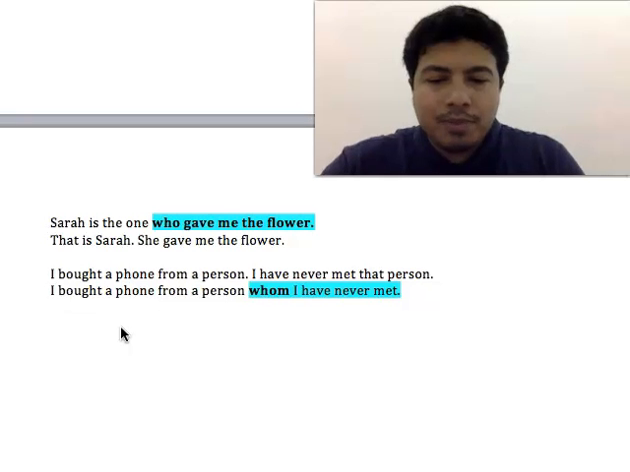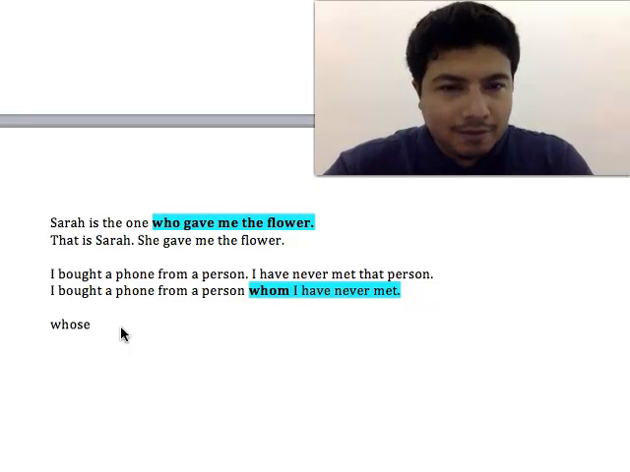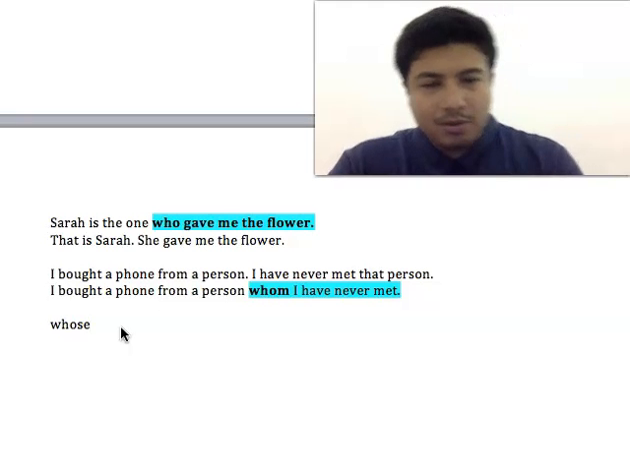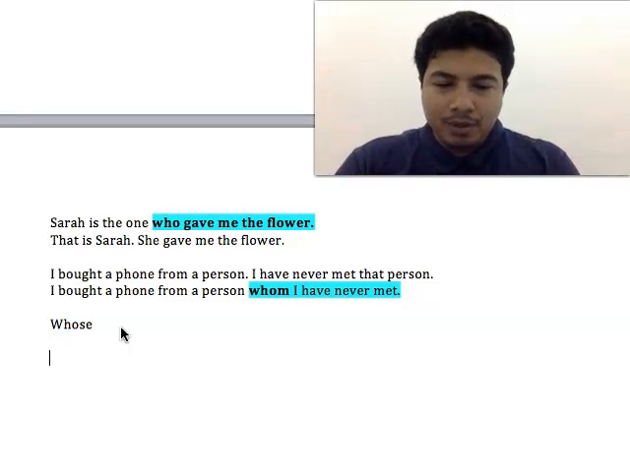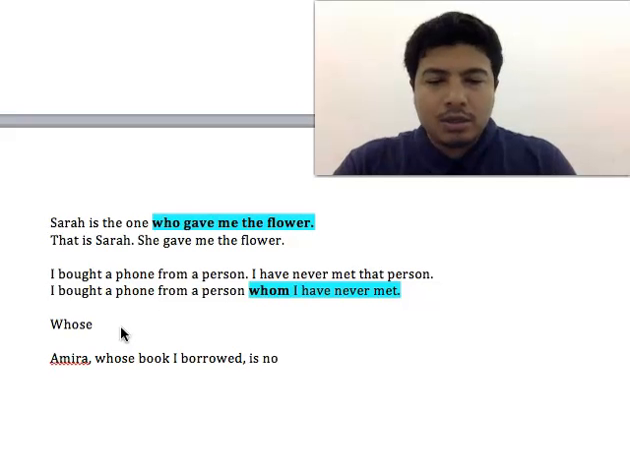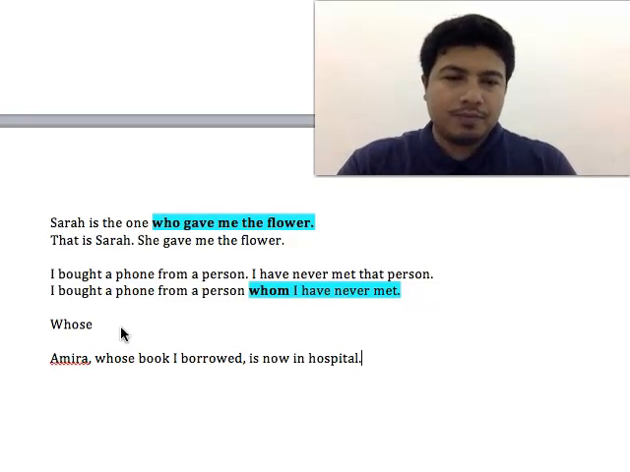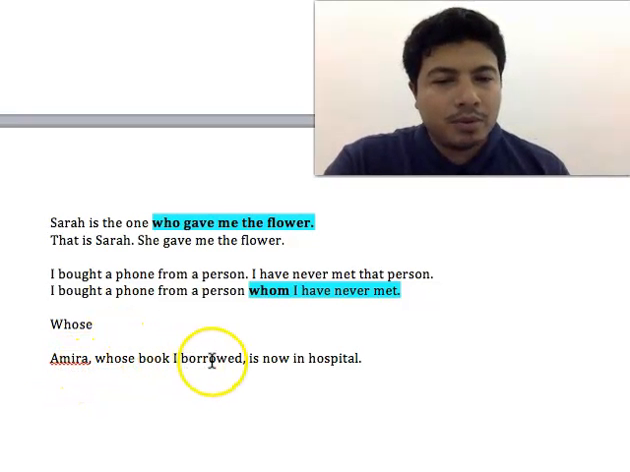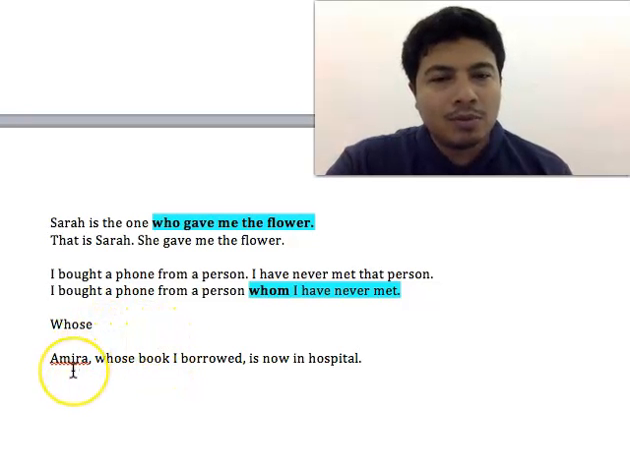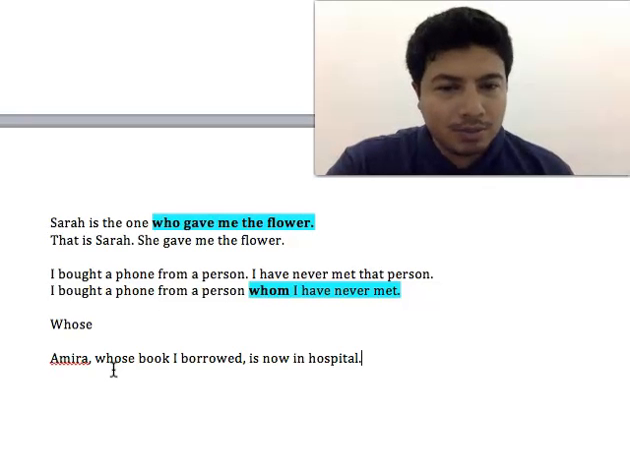Whose is used to replace possessive. So we use whose to talk about possessive, something that belongs to someone. For example, when I say in a sentence, Amira, whose book I borrowed, is now in hospital. So Amira, whose book I borrowed is now in hospital. So whose is referring to the book that belongs to Amira. So whose is possessive. Possessive means belongs to someone.